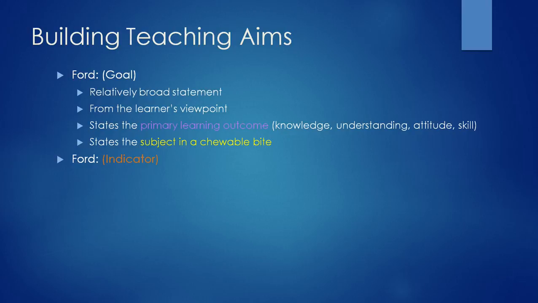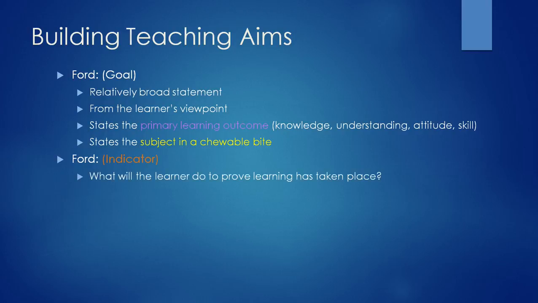Okay, and now Ford also talks about an indicator. Now, an indicator is how we know that learning has occurred, right? It's really our test. We can literally construct a test based on the indicator, because this is how they're going to show us that learning has occurred.